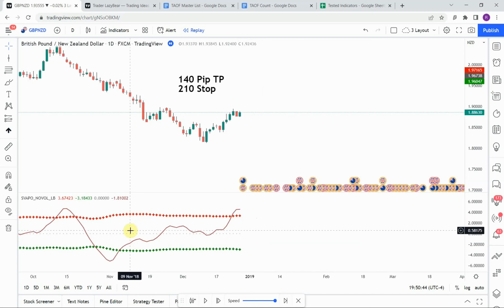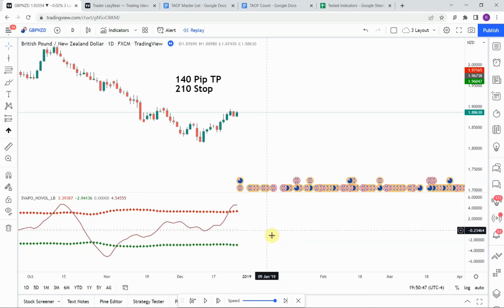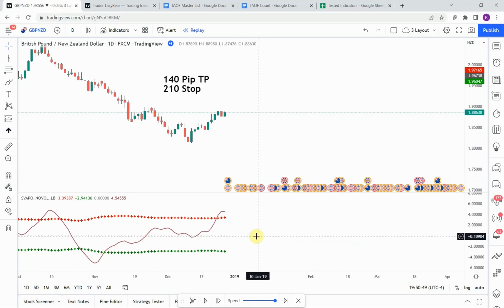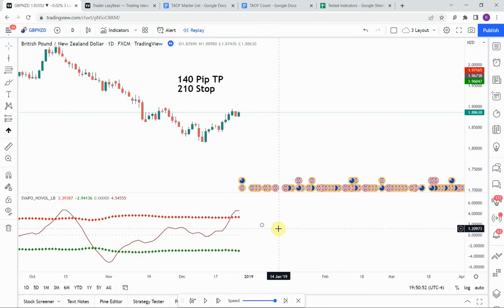Like I said, we've done this many times before with many other indicators. So it's a pretty simple idea. Let's go ahead and get on with the testing and see what we can get out of it.